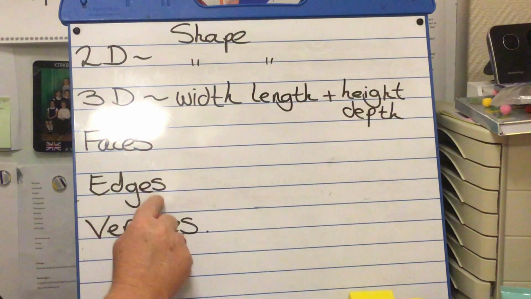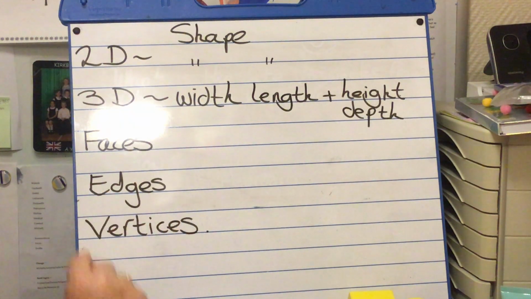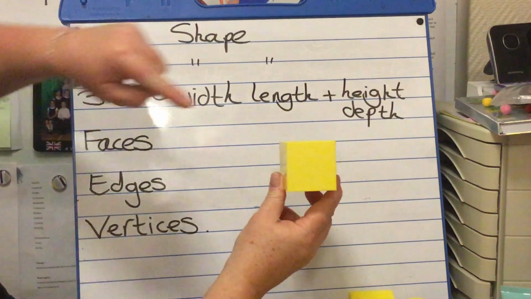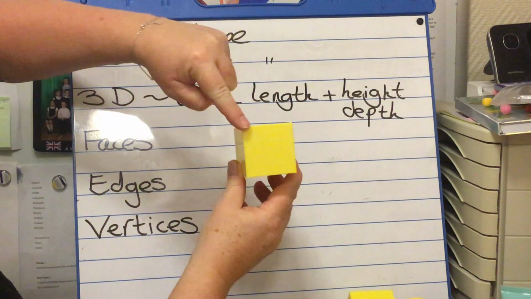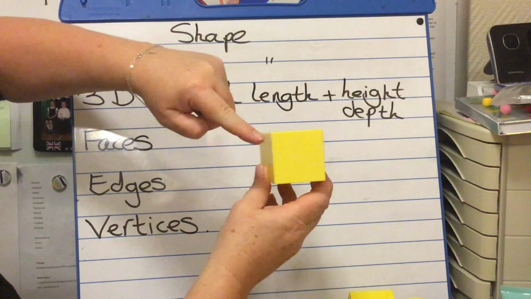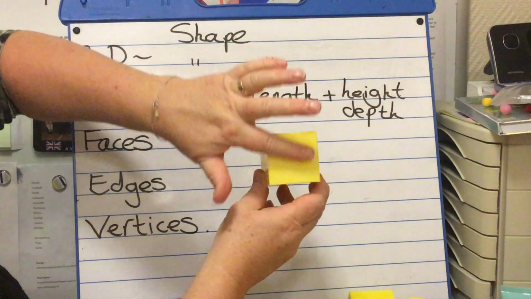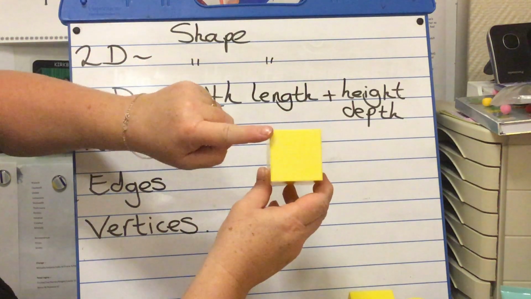Then instead of on the 2D shape we call them sides, on a 3D shape we call them edges. And I always think of edges as being the bit where, if it was made out of really sharp paper, you'd get a paper cut. So edges are these. It's like the sides, but we call them edges. And it's usually where the faces meet. Yeah, 1, 2 faces meet, and we've got an edge there like that.